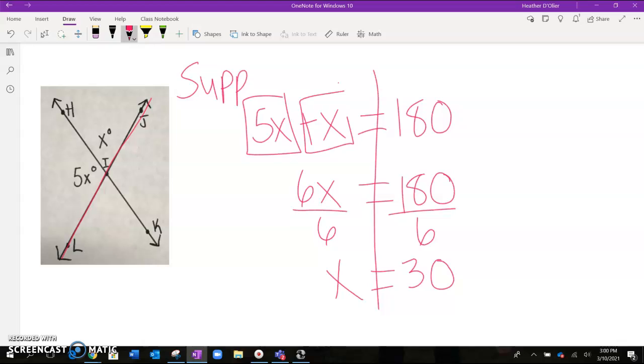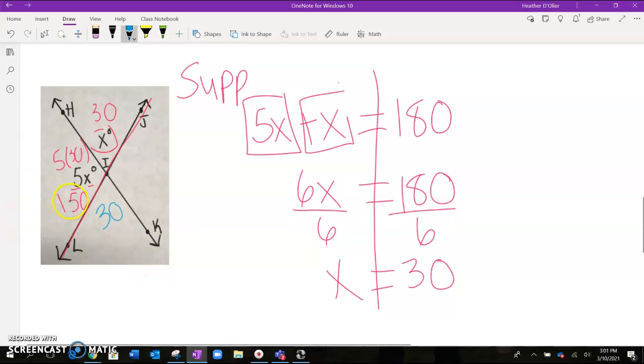So x is 30. Ooh, this one right here already is x, so this angle is 30. However, this angle is 5x. So it is 5 times 30, which is 150? Yes. And guess what? I can use vertical angles to finish this. If this side right here is 30, the opposite, it's vertical, is the exact same right here. It's 30.